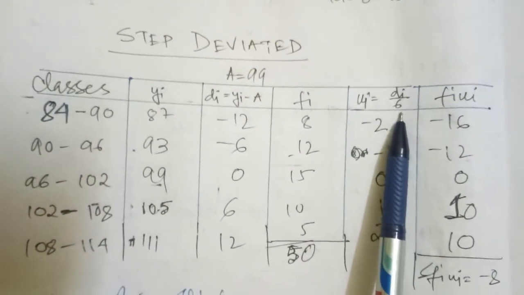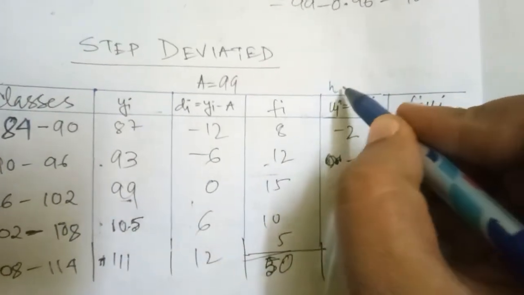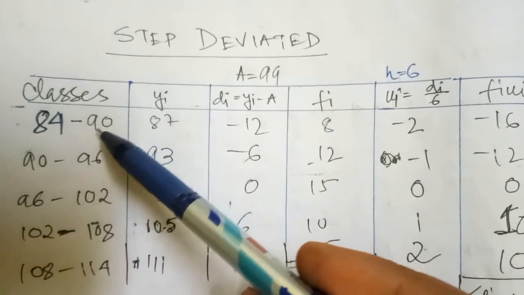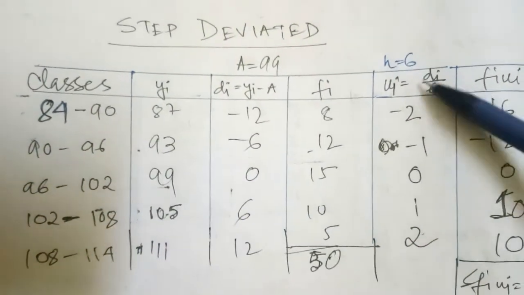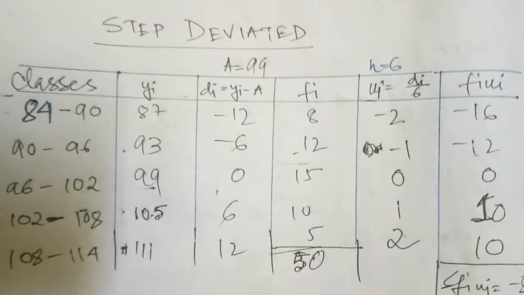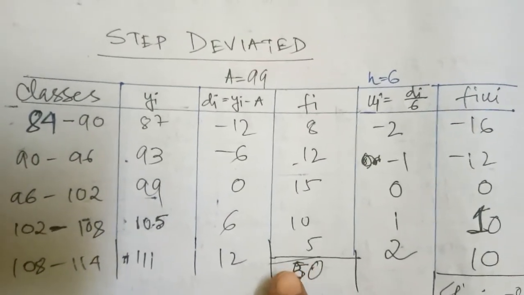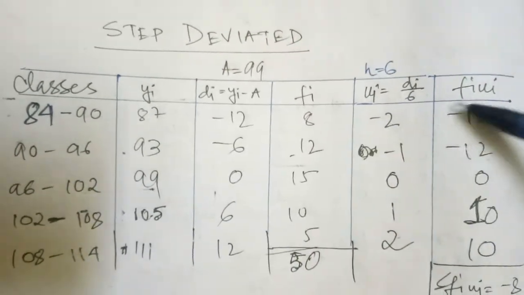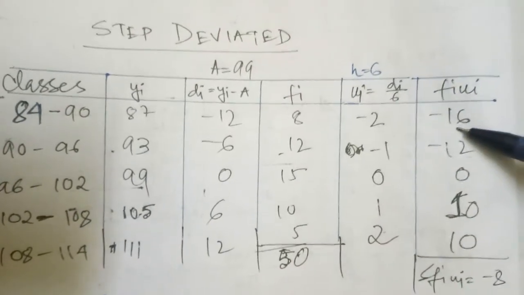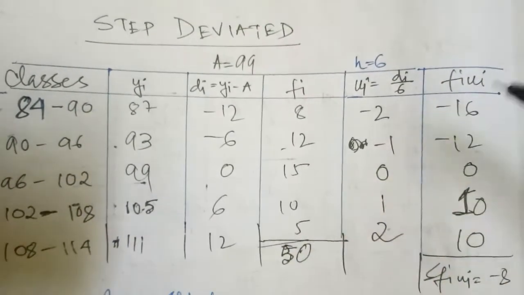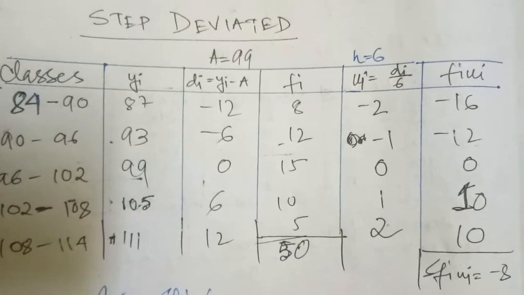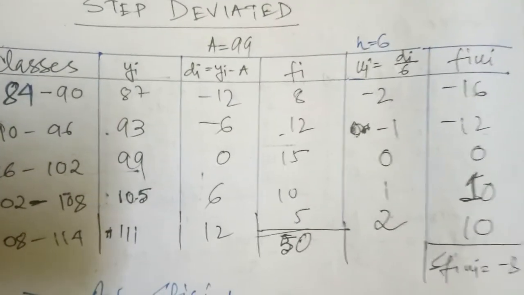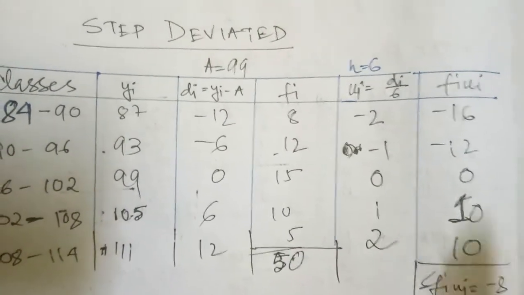I mean di by 6, because our height here is 6. Why is the height 6? Because the gap between two class intervals is 6. If it is given 5, you have to divide by 5 only. Always try to choose this step deviation method. It is very easy to work with, because the value is coming much smaller. The direct method is bigger, then the assumed mean method is a little smaller, and in the shortcut method the value is even smaller, so the calculation will be easier. That is the step deviation method.